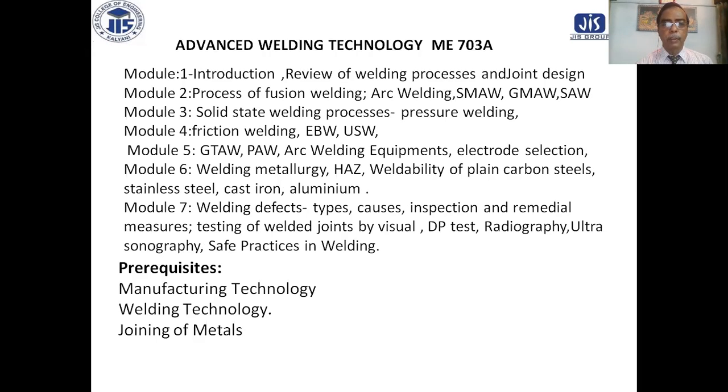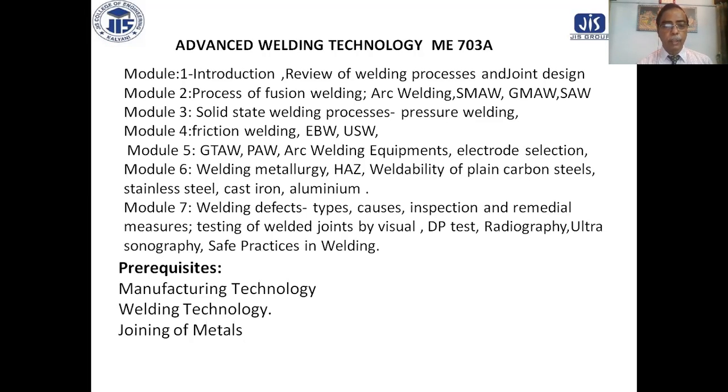Module 4, Friction Welding, Electron Beam Welding, Ultrasonic Welding. Module 5, Gas Tungsten Arc Welding, Plasma Arc Welding, Welding Equipments, Electrode Selections. Module 6, Welding Metallurgy, HAZ, Weldability of plain carbon steel, stainless steel, cast iron, aluminum. Module 7, Welding Defects, Type, Causes, Inspection, Remedial Measures, Testing of welded joints by visual, liquid penetration test, radiographic test, ultrasonography, safe practices, safe welding.